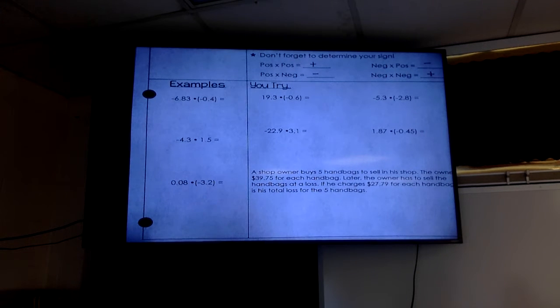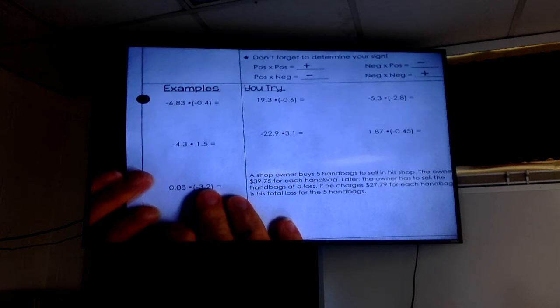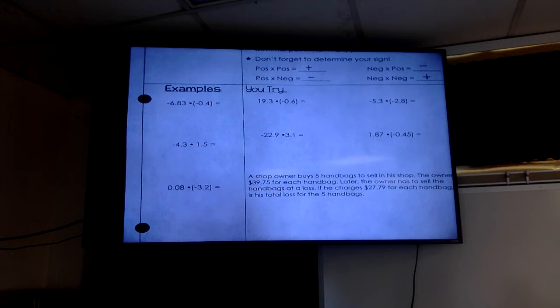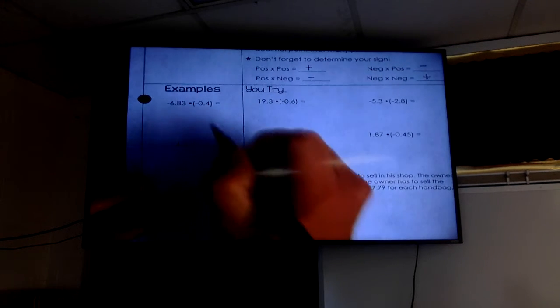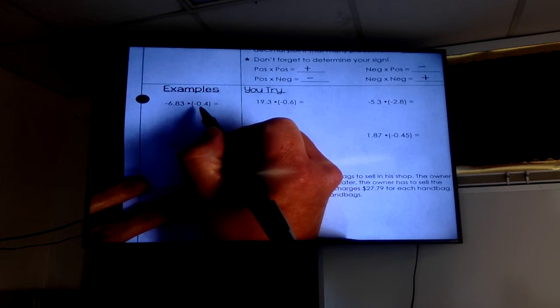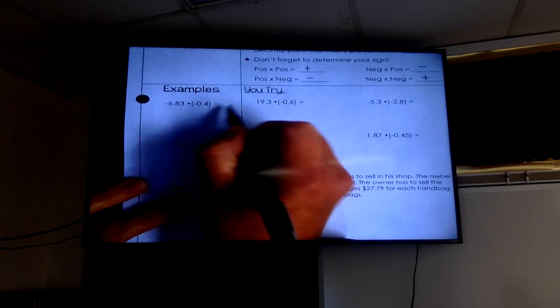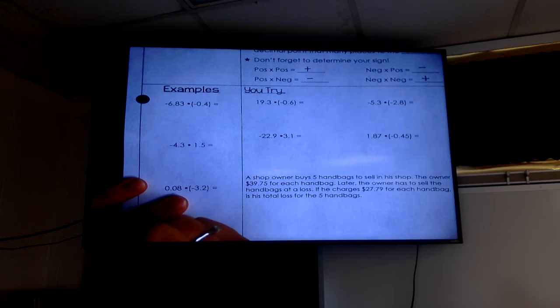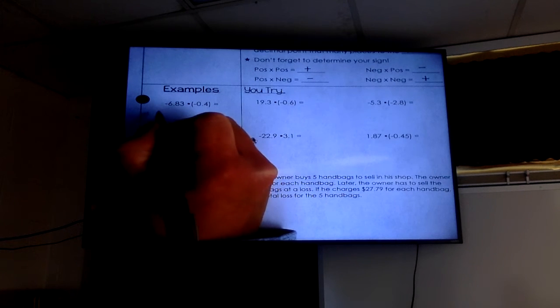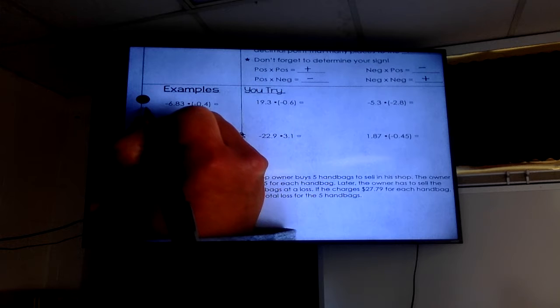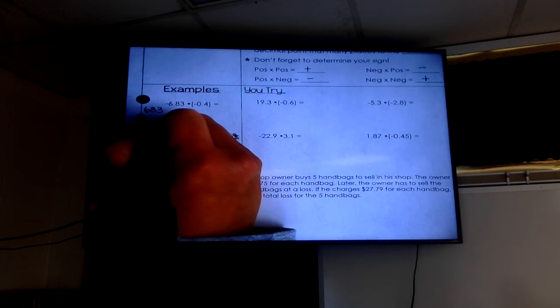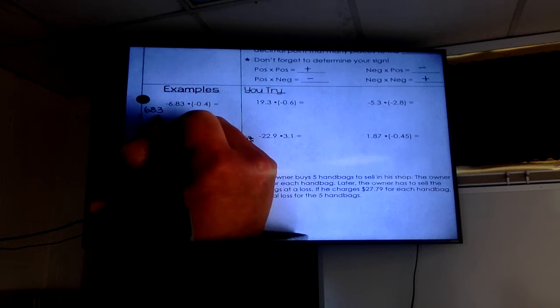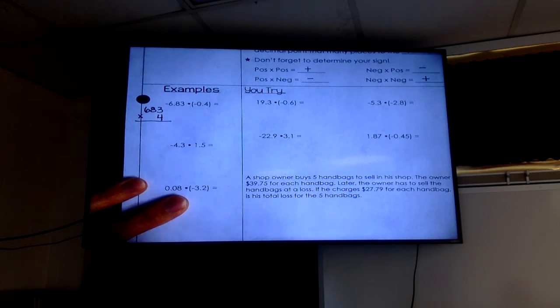Again, just multiplication. Remember, the first thing that I do is I always determine my signs first. So a negative times a negative will give me a positive. So I'm not going to write anything down here. That tells me my answer is going to be positive. Then I rewrite the problem, but I take the decimal out of it. So if I took the decimal out of it, it would look like 683 times 4. Okay, and I'm just going to solve that.